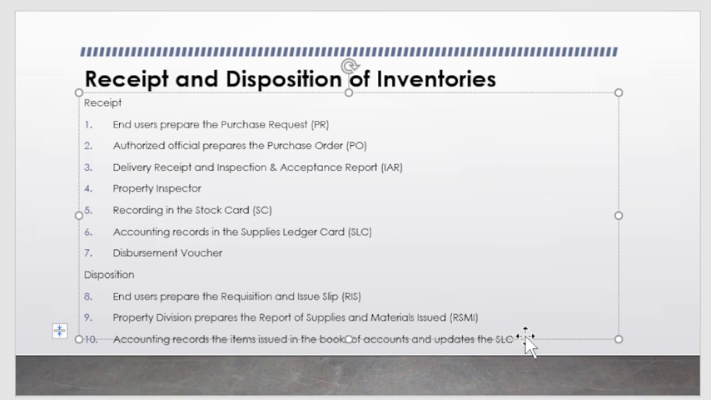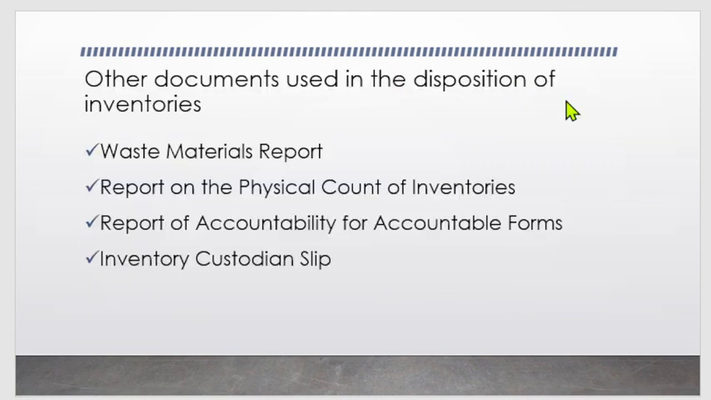Okay? There are items that are also of importance, yung mga documents na ginagamit in the disposition of inventory. So, meron tayong tinatawag na waste materials report. Ano itong waste materials report? The waste materials report, document lang ito na ginagawa ng property division para doon sa mga inventory na sira na, spoiled, o mga wasted materials. So, kailangan i-report mo yan before mo yan i-dispose. I-document mo. Hindi pwedeng basta itatapon mo yan.